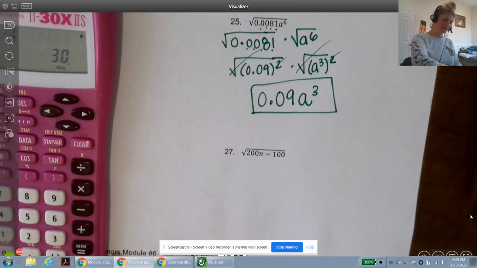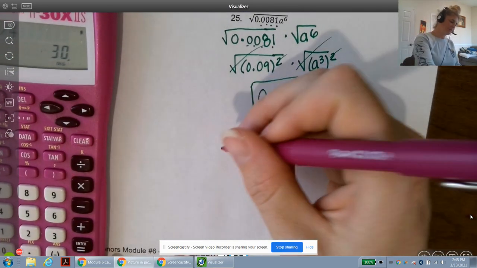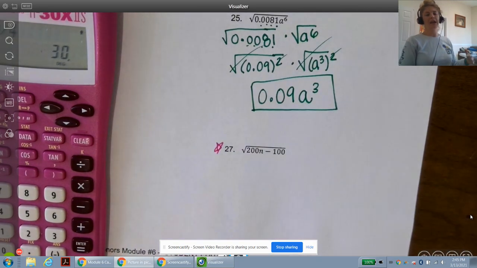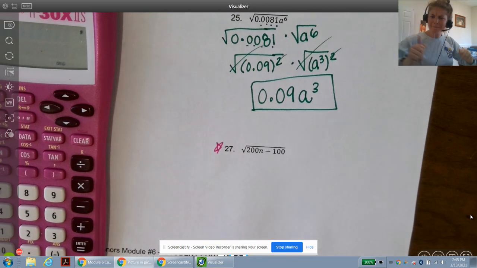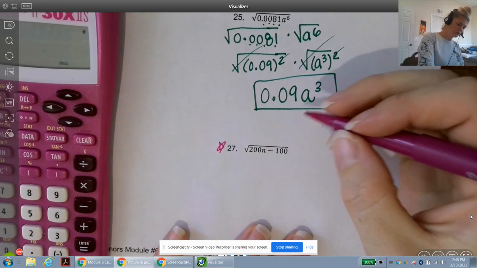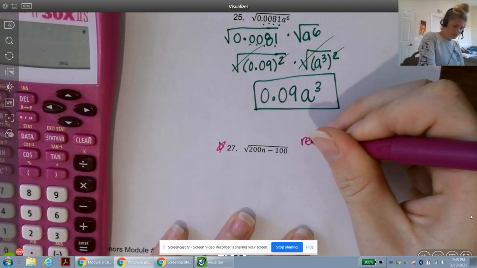Groovy. Okay, so this next one is important. So remember, we can only break up the radical if everything is being multiplied. But here we do not have multiplication. Boo! Well, if you don't have it, you make it, right? We make things happen here. So rewrite with multiplication.